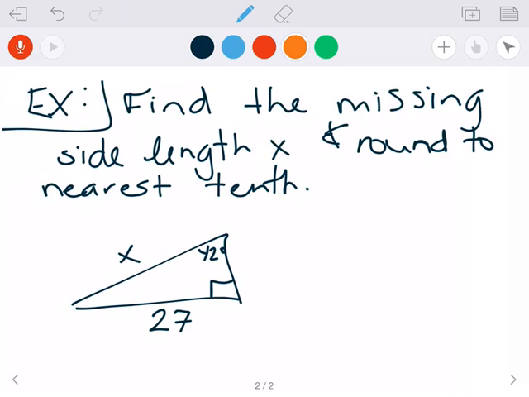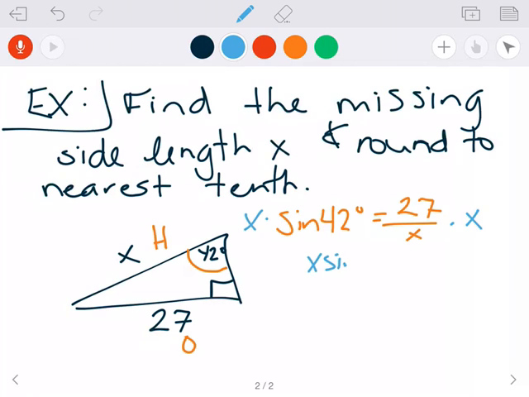Well, in relation to angle 42, we are given the hypotenuse, and we are given the opposite side. When we have opposite and hypotenuse, we use sine. So we would say sine of 42 degrees is equal to opposite being 27 over the hypotenuse being x. To solve this equation, we would multiply both sides by x. We would get x sine of 42 degrees is equal to 27. And we would isolate x by dividing both sides of the equation by sine of 42 degrees.